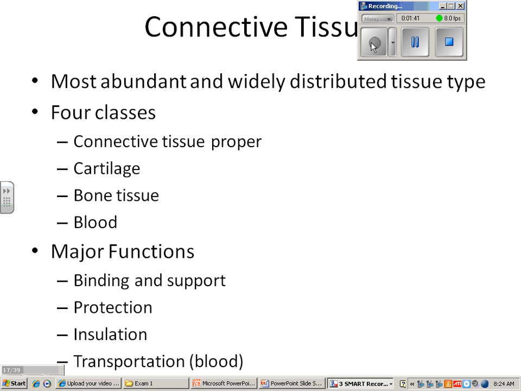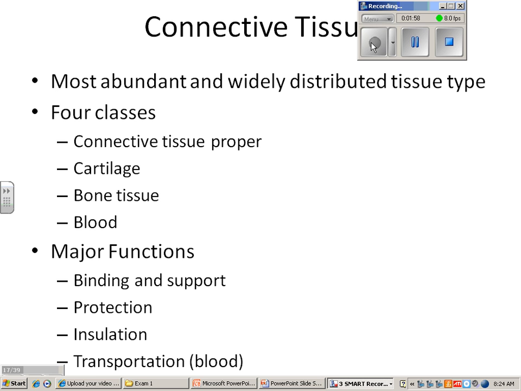We want to know the functions. We want to know how to identify it, both in words and visually. And number 3, we want to know where to find those types of tissues in the body. Now let's move on to connective tissue.